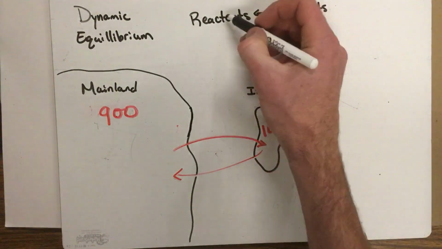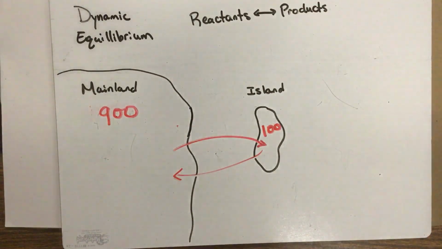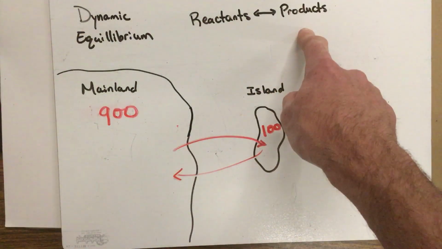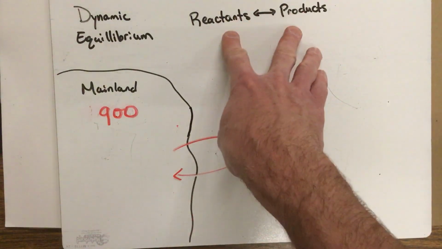At the end of the process, when we've come to a certain point where it doesn't look like anything else is taking place, it is not that the reaction has stopped. It's that for every time there's a product being formed, there's also a reactant being formed. They just go back and forth. It's not that they're equal.